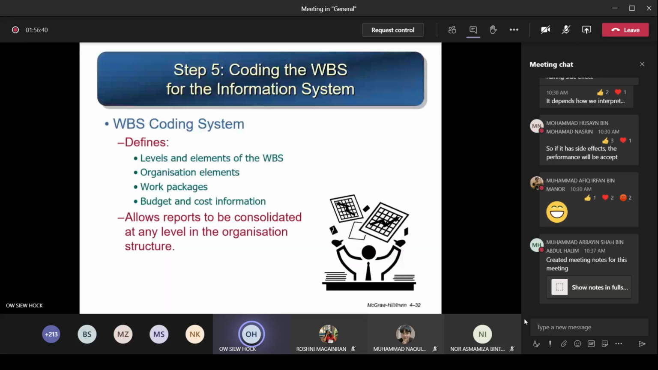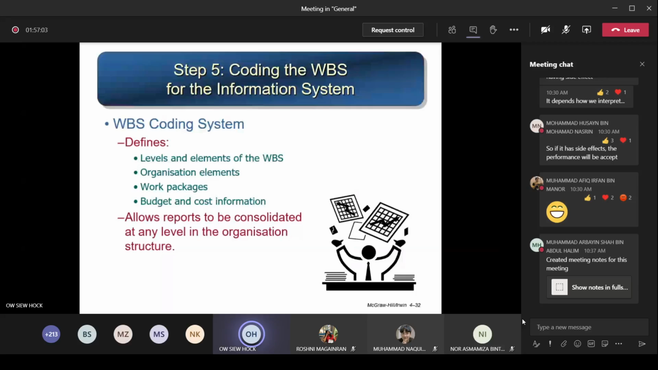So it's up to you to define, as long as it is meaningful, so that when you look at the number or the text of the numbering system, you know what it represents for that level, what you're trying to produce. Okay. So next, the organization elements. It relates to which department. How many people will be involved, we'll come to that later.